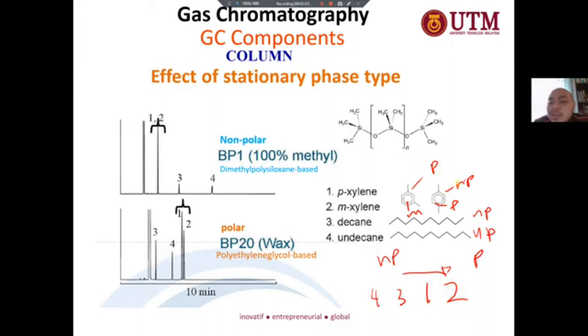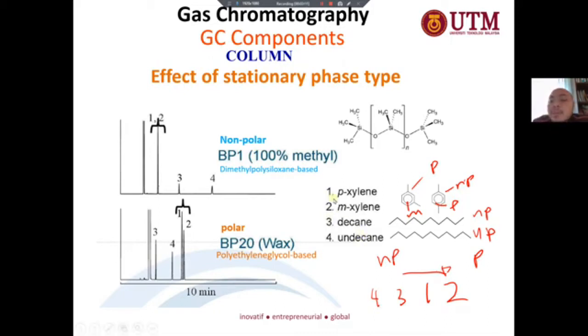4312. Number 1 is non-polar compared to number 2. If we change the column to the polar, because we have the problem to separate these two compounds, we cannot use the non-polar column because it will not react with the non-polar. So what we can do, we change by using the polar column. At the polar column, decane and undecane are actually non-polar at all.